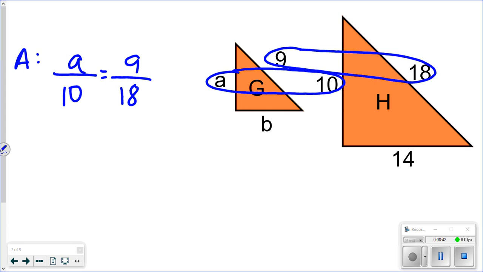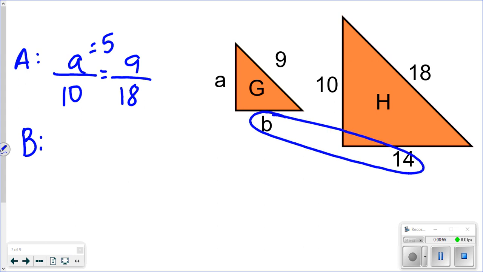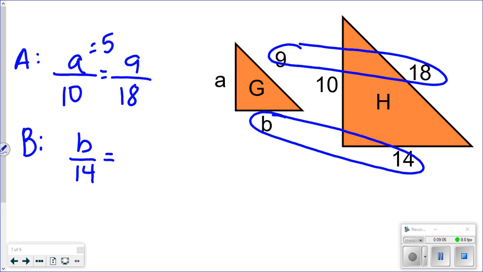I know it's most likely going to be 5 already. A is 5. Now let's look at B again. I know I have to probably include B and 14, because that's the only way I can find what B is, by comparing those sides. So I could do B over 14 equals, and I would probably stick with 9 and 18 because, like I said, you can't have two variables in there.